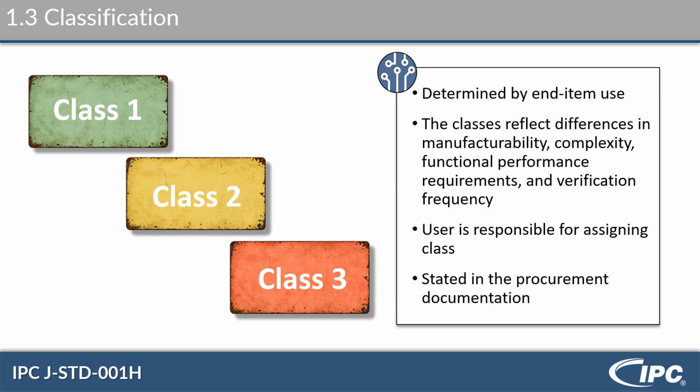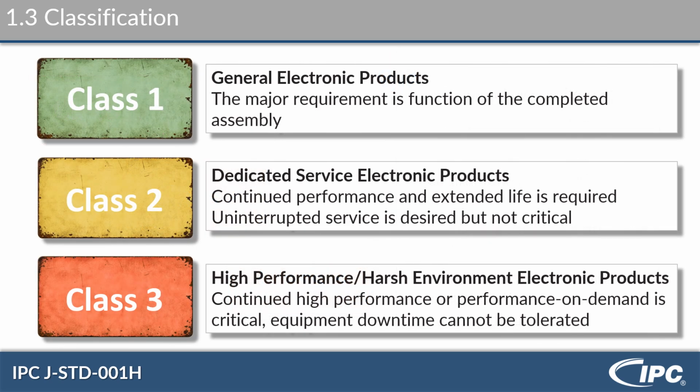Any requirements like that in the class is typically going to be stated in the procurement documentation. So when you're purchasing something from your supplier and you need it to be class 3, you need to specify that in your document, in your contract. We need this to be class 3. We went over this. Class 1, general electronic products. Class 2, dedicated service products. And class 3, high performance or harsh environment. Remember that class 3 is what we do our lab work in. Class 2, we do our work to class 3 specifications.